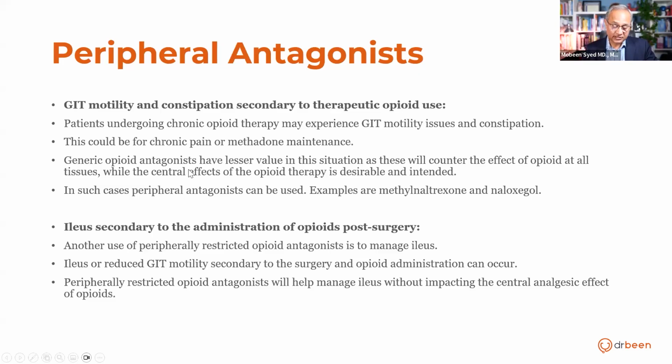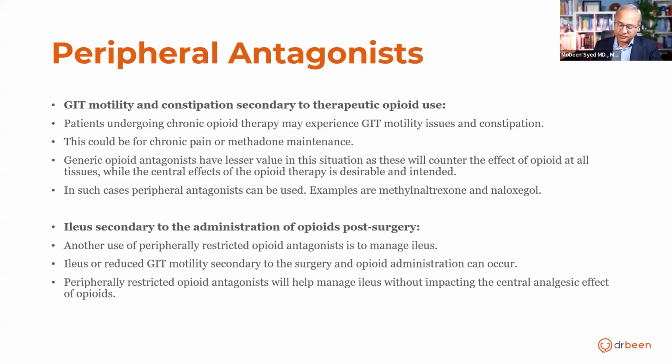Generic opioid antagonists have lesser value in this situation because if you give a generic antagonist, it's going to just antagonize opioid everywhere. So what is the benefit if, on one end, you are administering opioid, and then you are giving the opioid antagonist to cancel it? The whole effect will be neutralized or reduced. So generic opioid antagonists have lesser value in this situation as these will counter the effect of opioid at all tissues, while the central effects of the opioid therapy are desirable and intended. So we want the central effect to be there. We want the effect of opioid on the brain and spinal cord for analgesia to be present. However, we do not want the peripheral effect, and that is on the GIT.